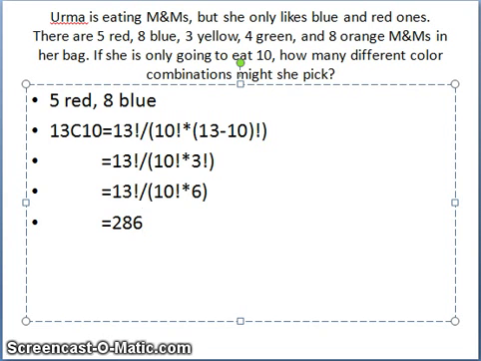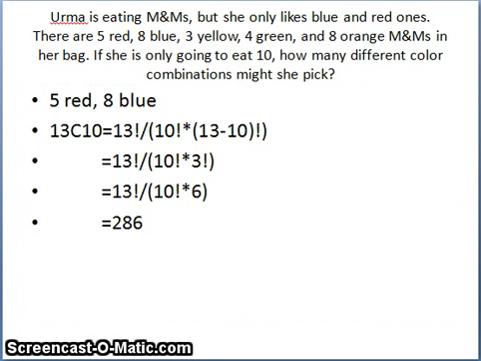If she's choosing out of 5 red, 8 blue, it could be like that. So she might do 5 red and 5 blue. She might do 8 blue and 2 red, something like that. So 286 combinations. So the main thing is to apply the formula.